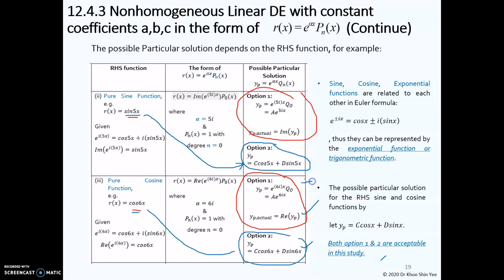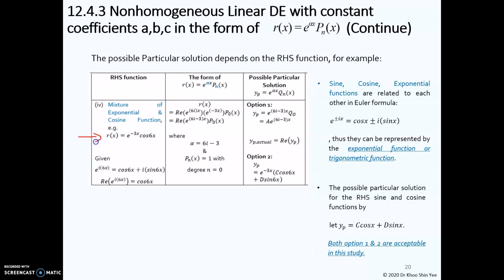In this study, you should focus on mastering both options, because in engineering applications, the exponential format as well as the trigonometric format are useful and important. In this example, the right-hand side function is equal to the exponential function multiplied with the cosine function. From the Euler formula, we know that the cosine function can be linked to the exponential function in this format. So you have exponential i6x equal to cos 6x plus i sine 6x, and cos 6x is equal to the real part of the exponential i6x.